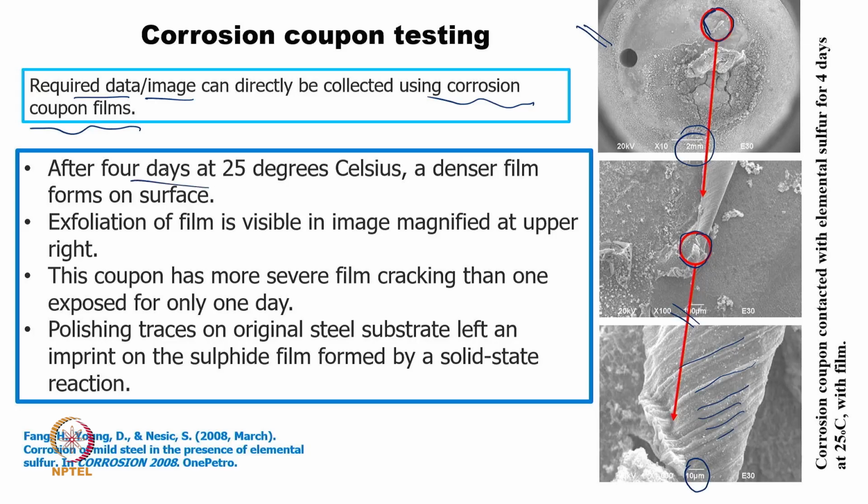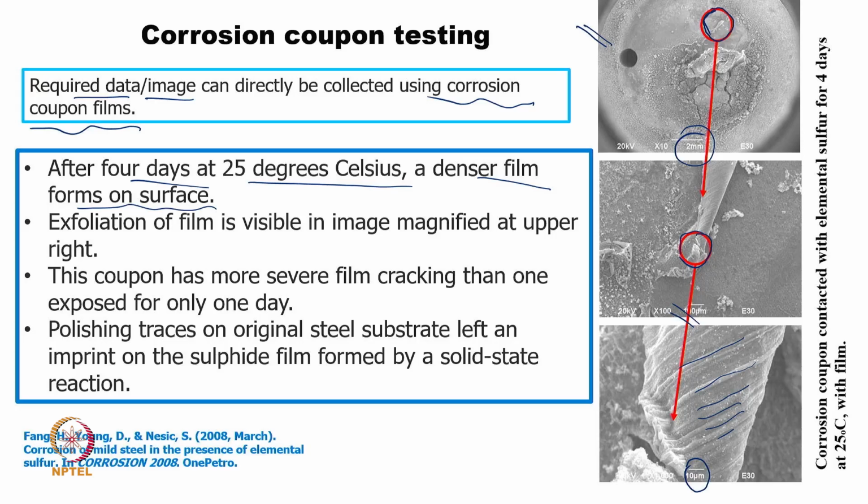After 4 days at 25 degrees centigrade, whatever they observed, a denser film forms on the surface. So this is one of the denser films, or maybe the thicker film. It is not mild steel, it is a kind of sulphide on the surface, and that has been mentioned over here. Moreover, exfoliation is coming, the layer is coming off on its own, we are not doing any removal of material as such.